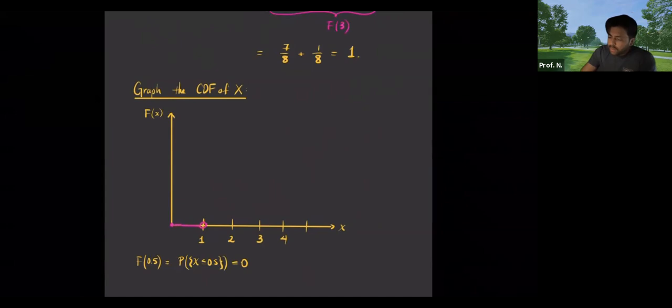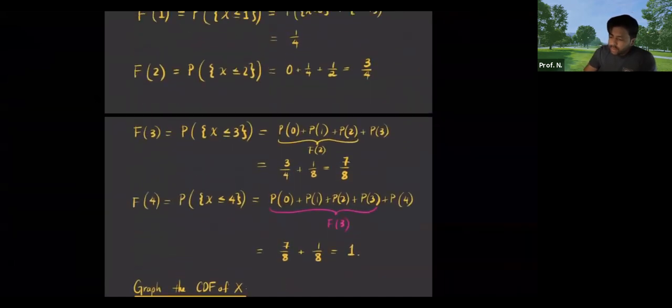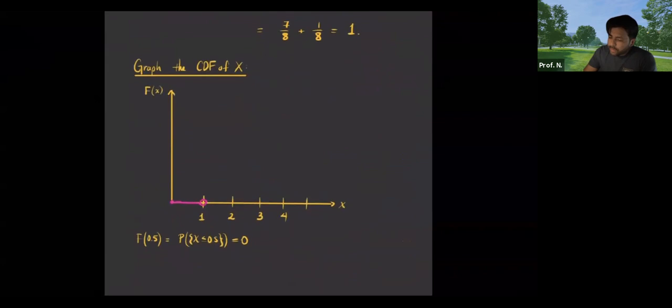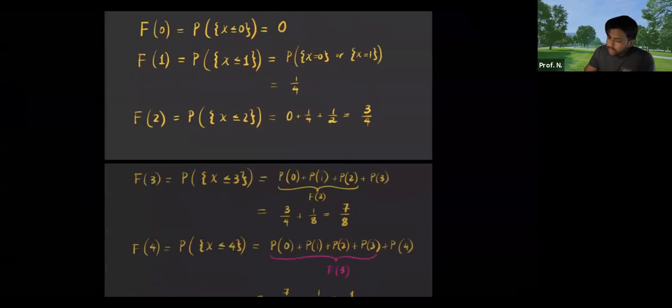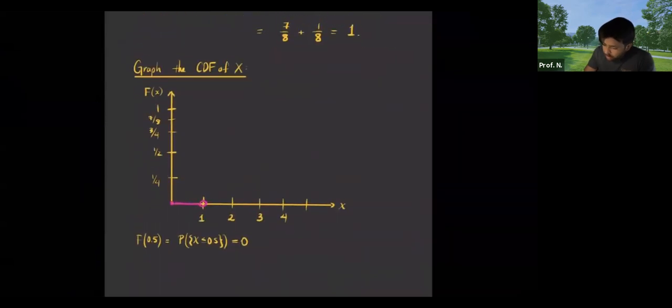Now, what happens when, like I saw, f of 1 is a fourth, right? So let me draw this axis here. 1, this is a half. This is a fourth. This is 3/4, 7/8. So what happens when x is 1? Well, we know that's going to be a fourth, right? So f of 1 is a fourth. So we have this dot here.